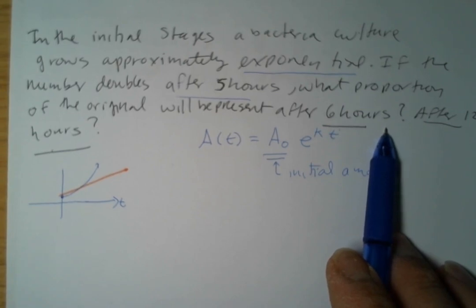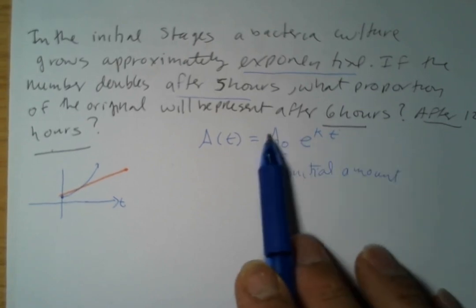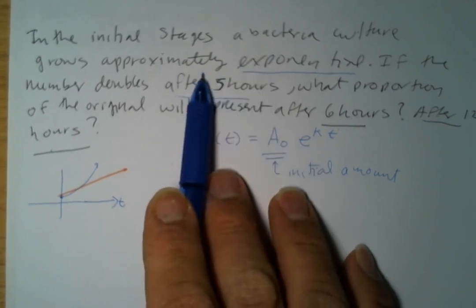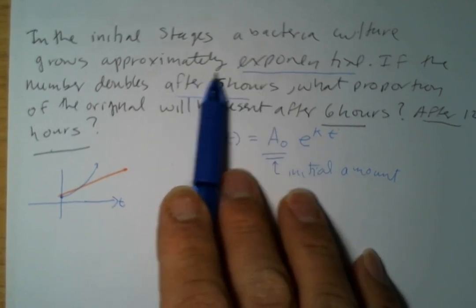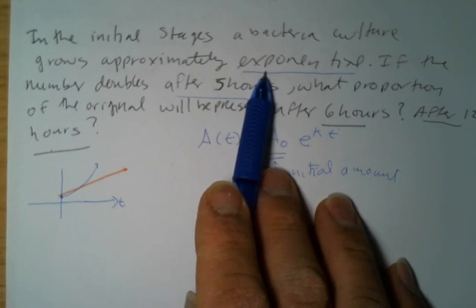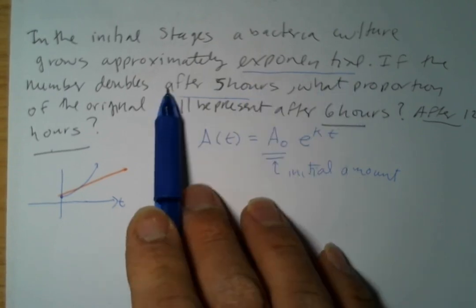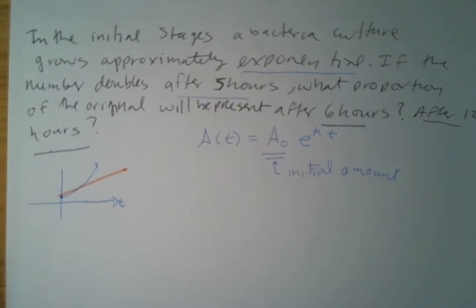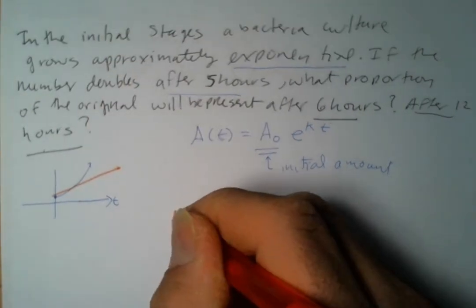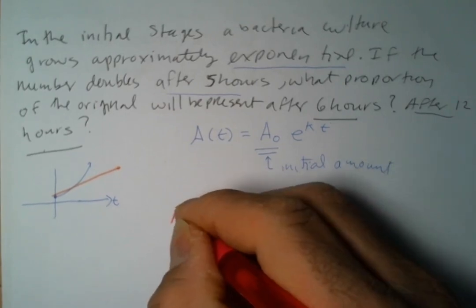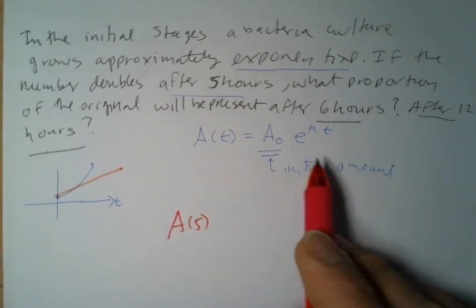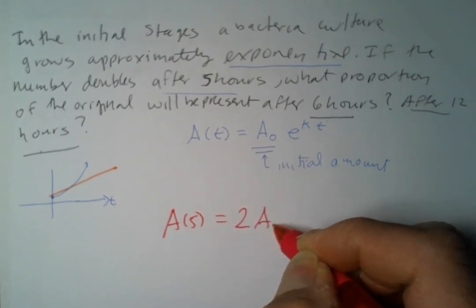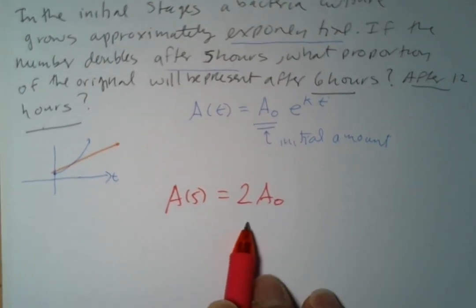The initial part of this problem is to find what k is. The way we do that is we use the initial statement where it says the number doubles after 5 hours. The way I interpret that mathematically is that the amount doubles. So after 5 hours, what amount? The initial amount. Whatever I started with is now double. That's how I interpret that graphically.